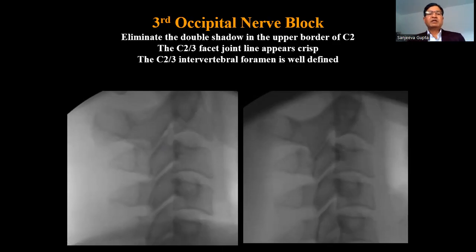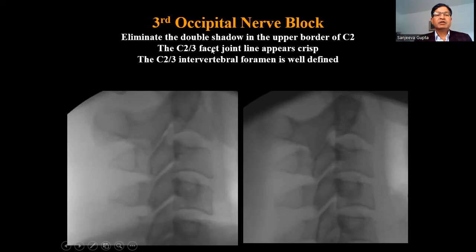So when we do a third occipital nerve block, it is pretty easy to do, but the fluoroscopic anatomy is the most important. So 3 things we have to bear in mind. This is in lateral position again, what I'm doing now. Eliminate the double shadow in the upper border of C2. So if you look at C2 here, you can see a double shadow here again. You need to eliminate the double shadow there. Once you do that, obviously the double shadow here also will get eliminated.